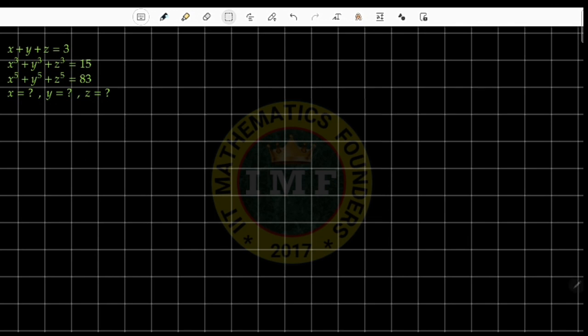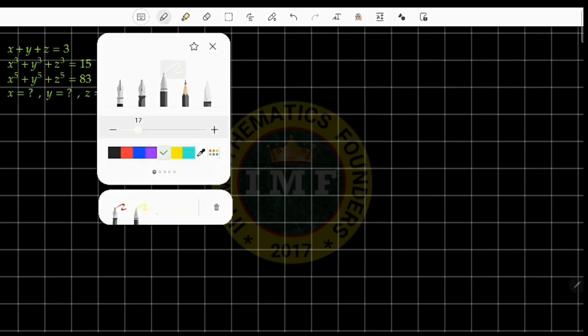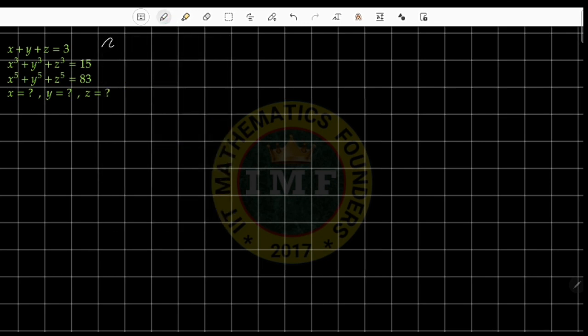Let us take the first equation. From that first equation, I am writing like this: x minus 1 plus y minus 1 plus z minus 1 equals 0. The first equation can be written like this.